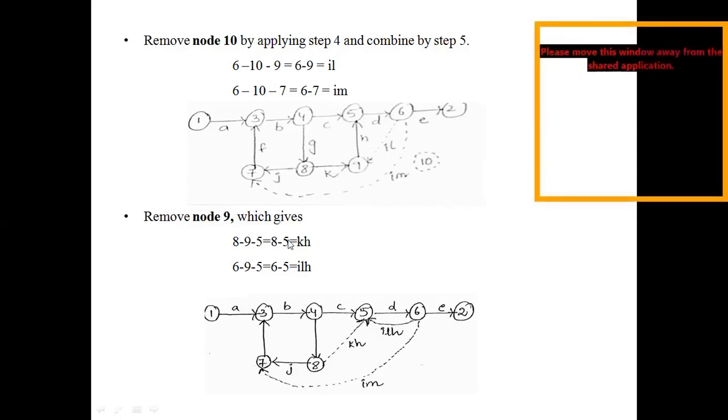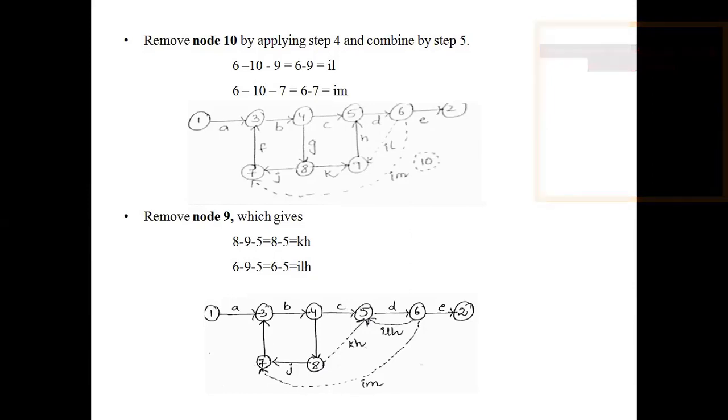Okay. After removing the 9th node, the connection will be produced from 6 to 5, okay, 6 to 5 with the KH link name, 8 to 5 with the KH link name, and 6 to 5 with the ILH link name. So this process will be done repeatedly until you reach the entry point and the exit point.